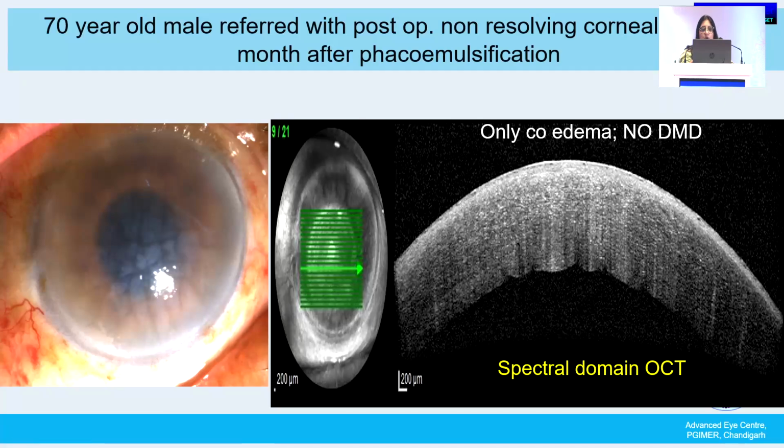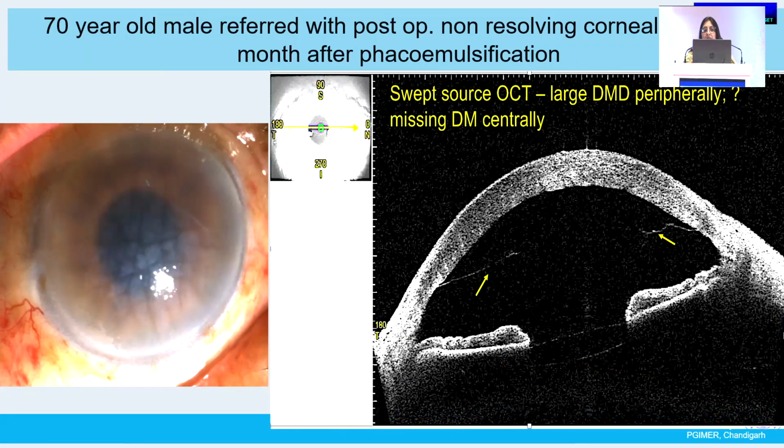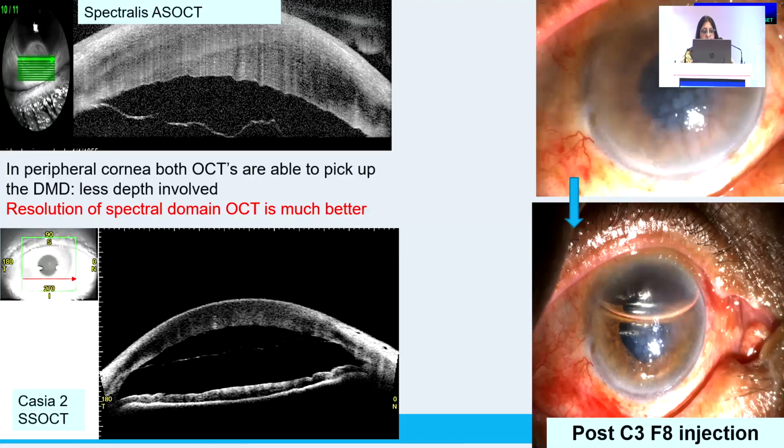This is a 70-year-old male referred with post-op non-resolving corneal edema 1 month after phacoemulsification. And this is where I would like to highlight the role of a swept source OCT. There was only corneal edema, no DMD detected on the Spectralis. But if you do a swept source OCT, which has a greater depth of penetration, one could nicely see that there was a Descemet membrane detachment in the periphery, and the center was probably missing. And so after a C3F8 injection, the patient cleared up. In the periphery, we could see the DMD with the Spectralis also, but the resolution was much better with the Spectralis.